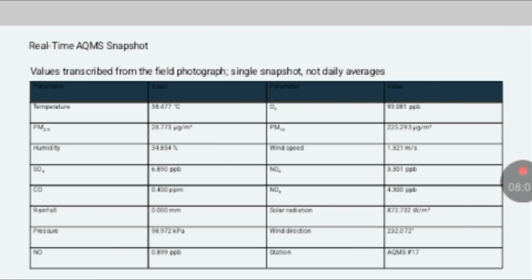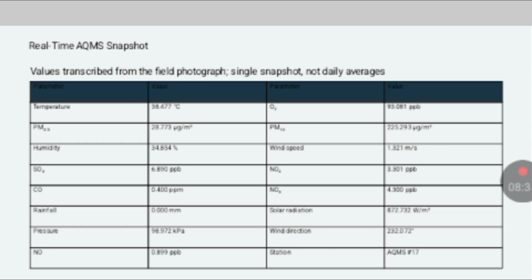Then comes the snapshots. This is one of the most important slides in my presentation because it shows the actual real-time environmental snapshot visible during our field visit. At that particular moment, the temperature was approximately 38.5 degrees Celsius. The station was simultaneously displaying PM 2.5, PM 10, ozone, sulfur dioxide, nitrogen, and carbon monoxide, and several meteorological parameters. The relative humidity was approximately 34.85%, and the wind speed was 1.31. These were the parameters which you can see.